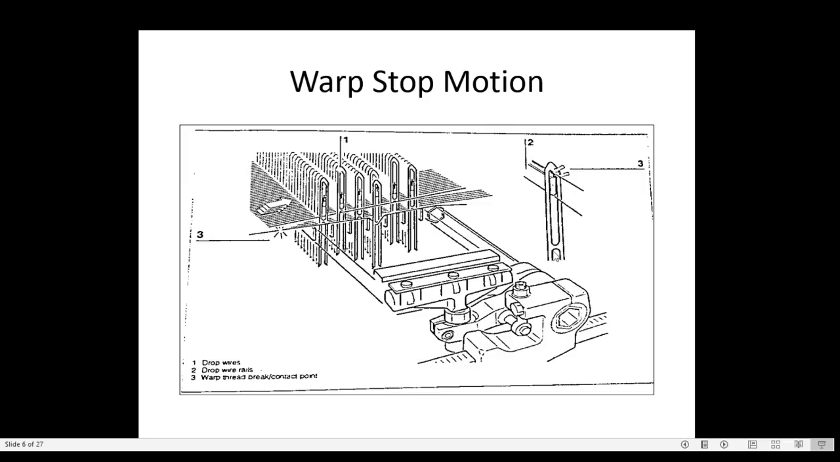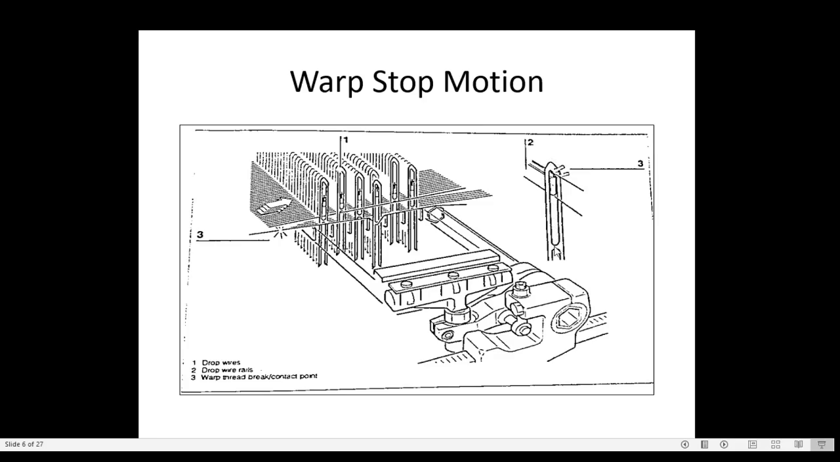The drop wire depends upon the yarn count. If coarser yarn is there, the weight of the drop wire in grams will be more. If finer warp is there, the weight of the drop wire will be less. So the selection of the drop wire is very important here. Then see here, there are two types of drop wires, open and closed. This is the closed drop wire.